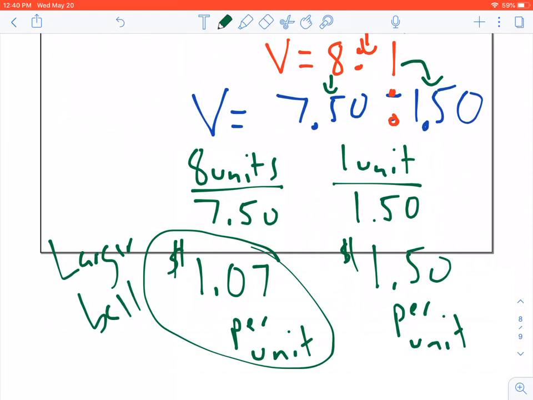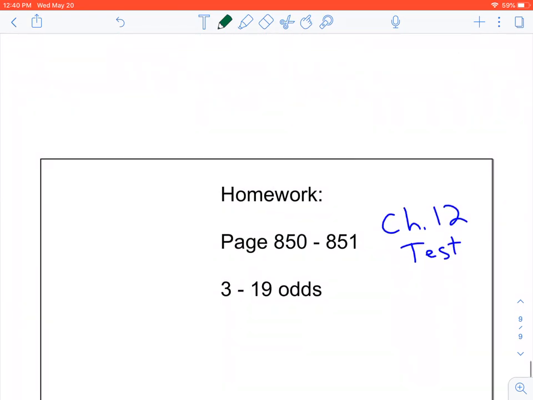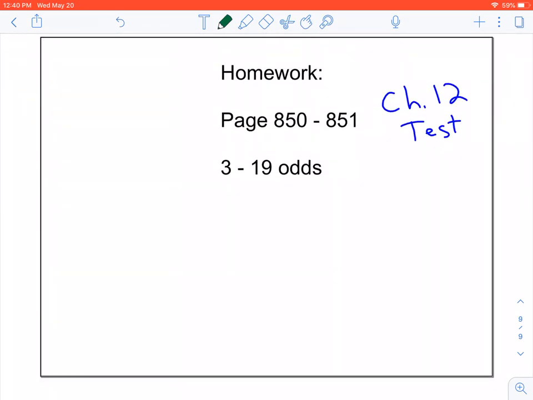Alright, that finishes up Chapter 12. As we said at the beginning of the year, we were going to try to get through all 12 chapters. That was the goal. Definitely did it a little bit of a different way this time. Homework is pages 850 to 851, numbers 3 to 19, the odds. As far as a Chapter 12 test goes, I am actually going to cancel it. There is no chapter test.